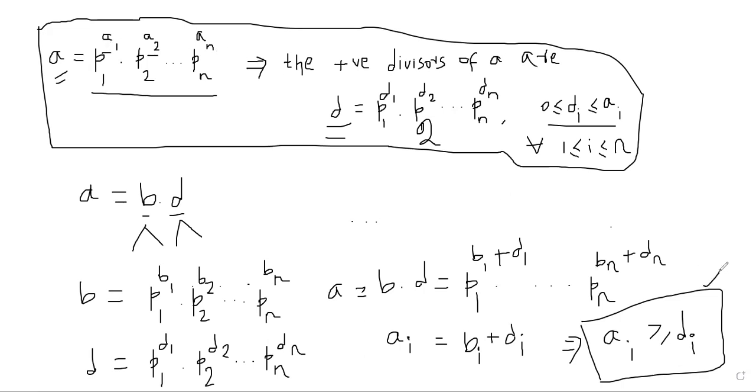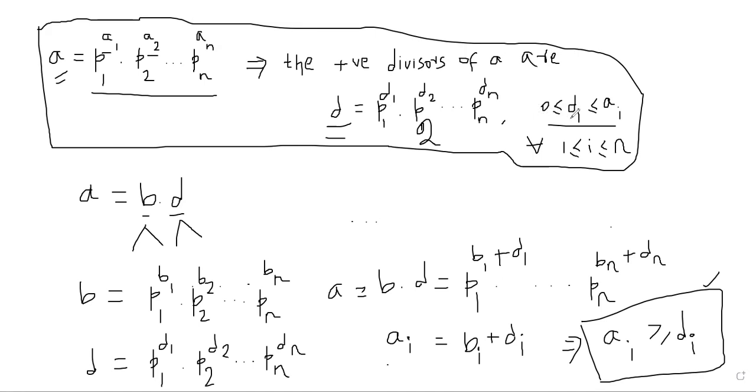You could similarly argue that Ai is also greater than or equal to Bi because Bi and Di are non-negative. So Ai is greater than or equal to Bi, which means the prime powers of A are greater than or equal to the prime powers of B. That's exactly what we concluded here, that all divisors of A must have the same structure as the prime factors. But the only caveat is that some of the prime factors may not be needed. That's the reason why we are allowing Di to be 0.